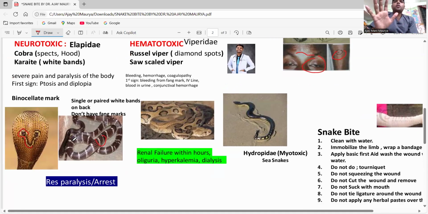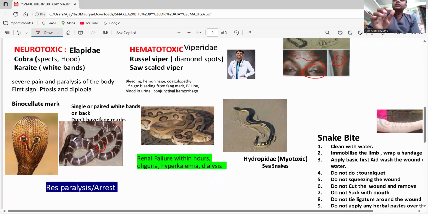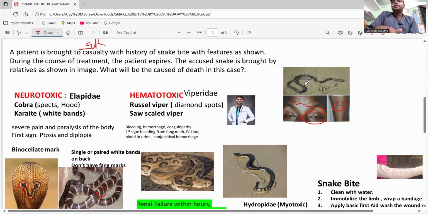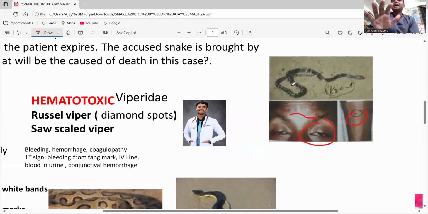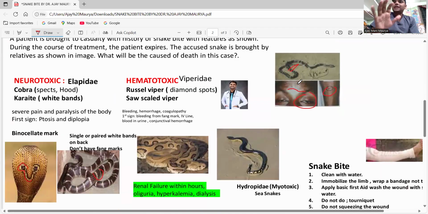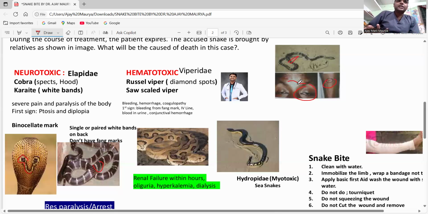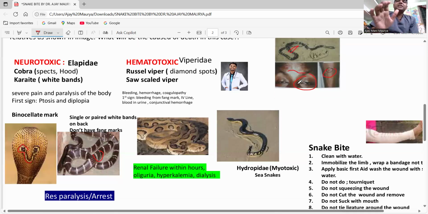So what is the most common cause of death in case of neurotoxic snakes? It is respiratory paralysis or arrest. Can you tell me what is the cause of death here? What is the snake here? It's a kala krait. There are white bands here, isn't it? So the snake is the krait. It is a neurotoxic snake, so the cause of death here is respiratory paralysis or arrest. If you are bitten by neurotoxic snakes, you will get severe pain and paralysis of the body. What is the first sign? It is going to be ptosis and diplopia. This is what you have to remember from the neurotoxic snake.